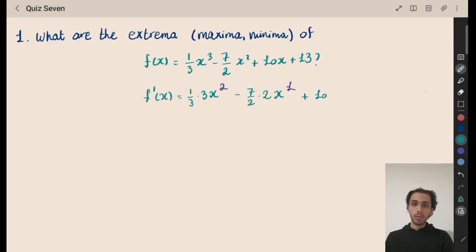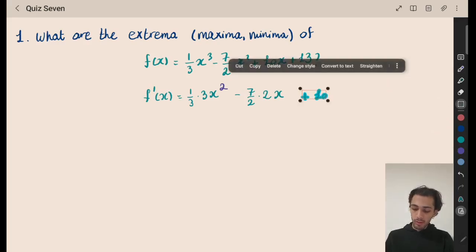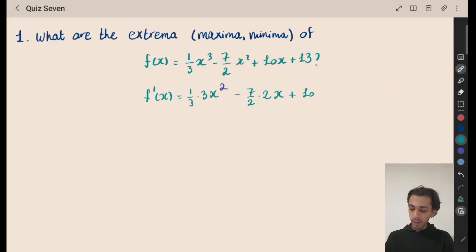Remember that the derivative is just the rate of change, and so a constant doesn't really have any such rate of change. I hope you don't mind if I remove this 1 here. X to the 1 is still x. And if I want to simplify this, maybe I will cancel out the third with 3, cancel out the 2 with half. And then I would get x squared minus 7x plus 10.